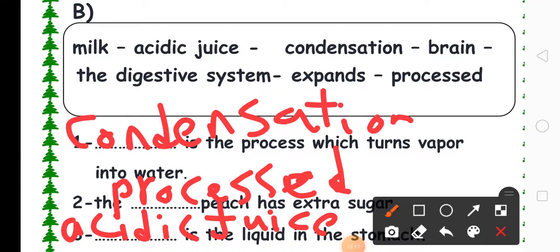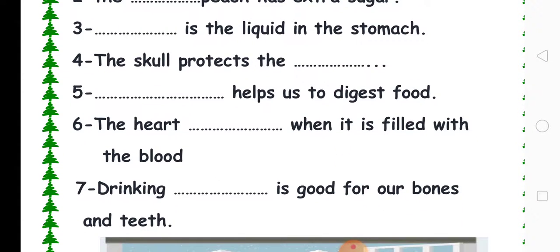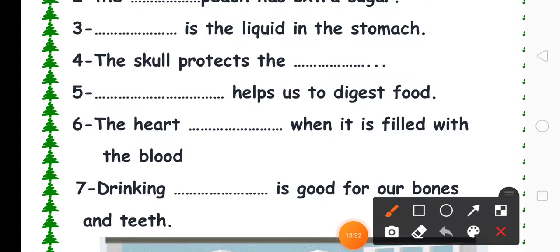Okay, junior 3. Okay, number 4. The skull protects the, yes, we said the skull protects the brain, but the rib cage protects the heart and lungs. So write skull protects the brain.